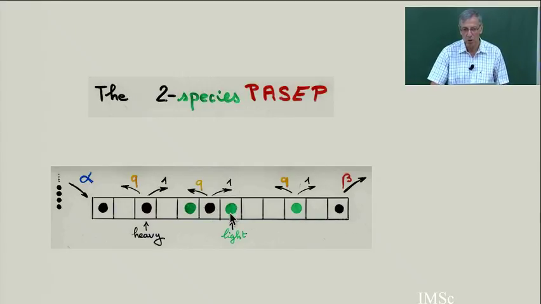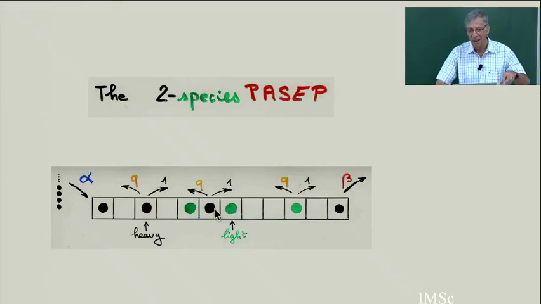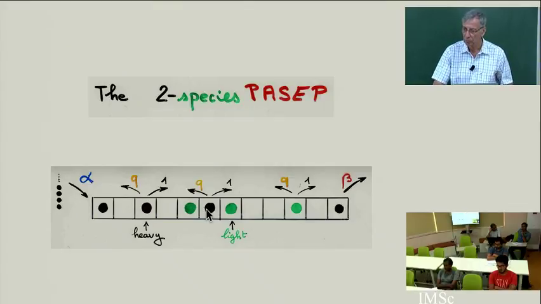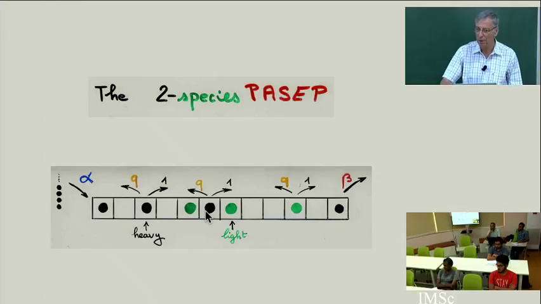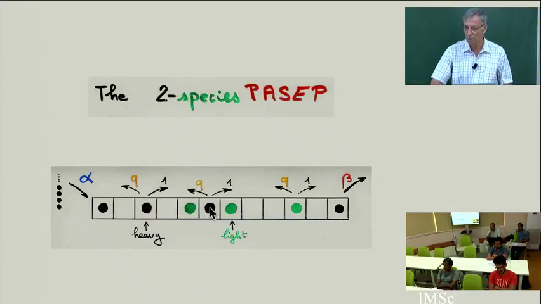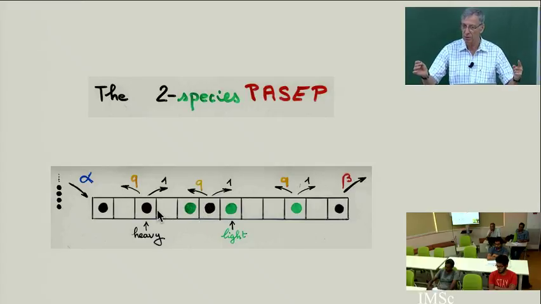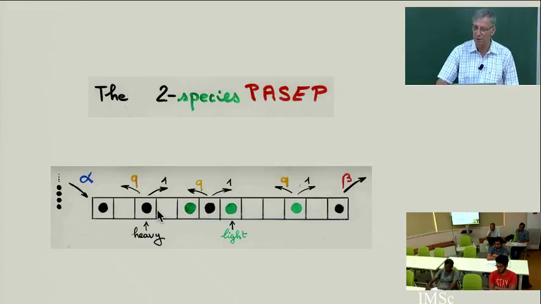Usually the green are called the light particles, and the black the heavy particles. But can you change the number of green particles? No, it starts with a certain number, r, the number of green particles. The partition function depends on n, the length of the strip, and r, the number of green particles. So there are two parameters which are fixed at the beginning.